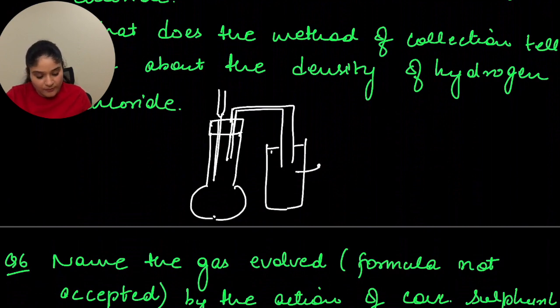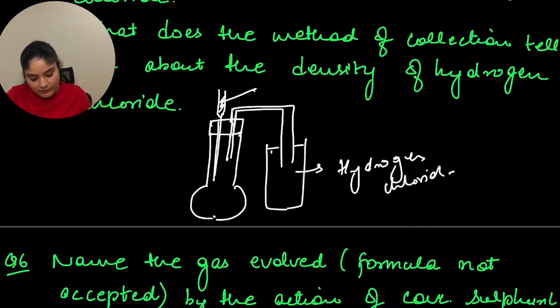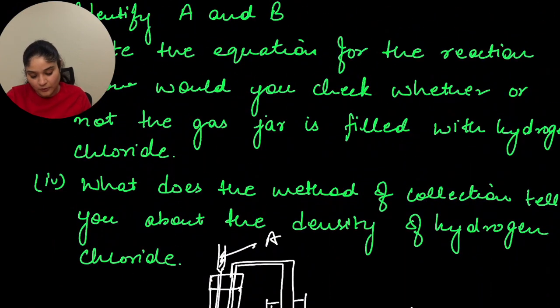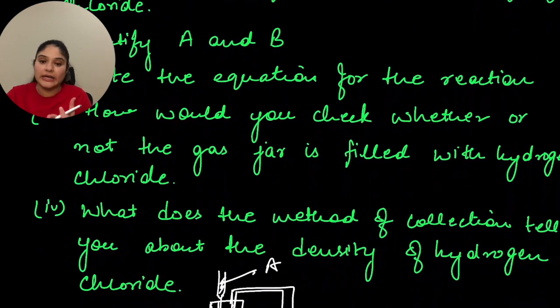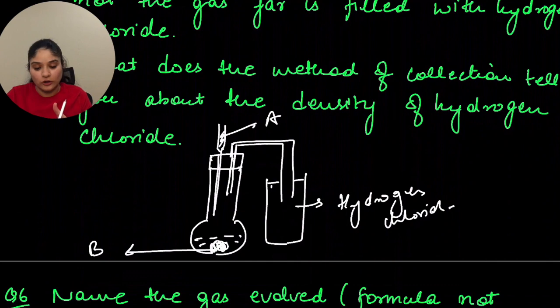Okay, so they have marked that this is hydrogen chloride, and they are asking, this is A, and over here there is some salt. They are asking, this is B. Now let's look at the questions. Identify A and B. So A will be concentrated sulfuric acid and B will be NaCl. So that's your A and B.